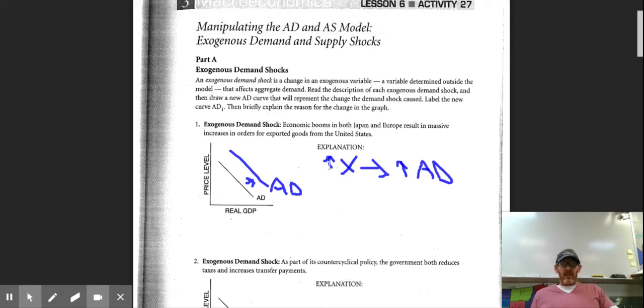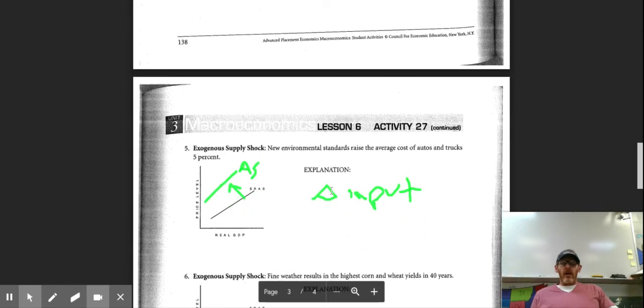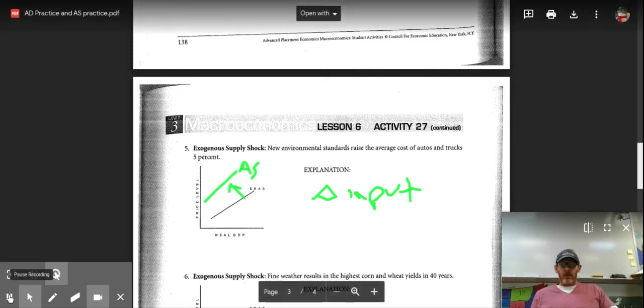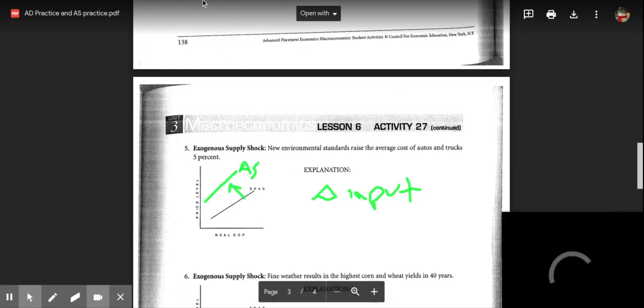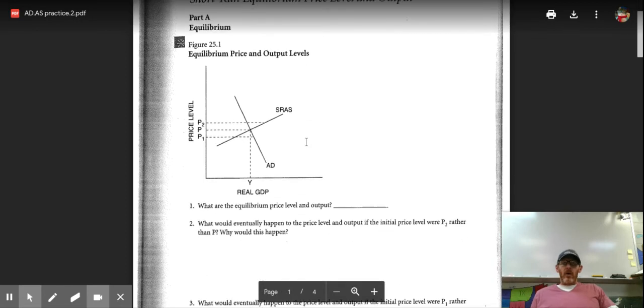Okay, now looking at the next homework assignment, the other one for the day. Here we go, I'm hoping. Yeah. So on this one, we're just doing part B. It's giving you the changes, and you have to figure out if it's an increase or decrease in AD, or an increase or decrease in supply.